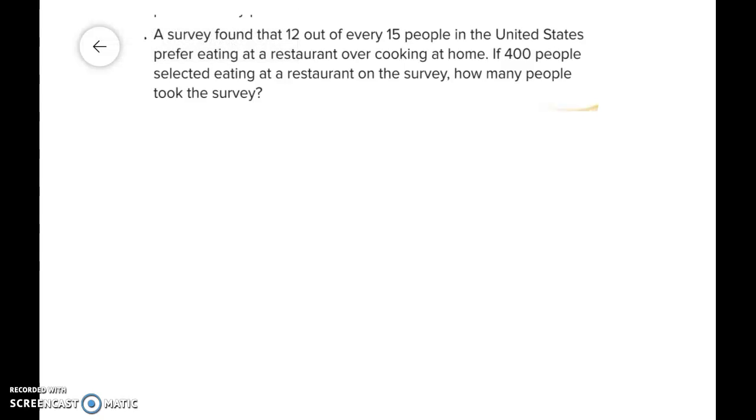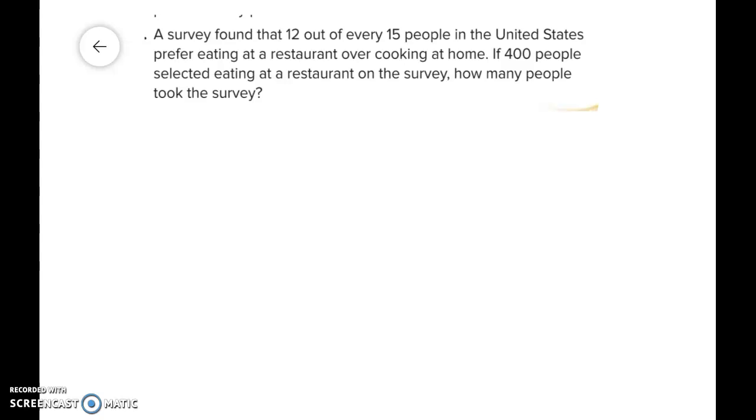All right, hey guys, here's example number 3. So we're going to read the question. A survey found that 12 out of every 15 people in the United States prefer eating at a restaurant over cooking at home. If 400 people selected eating at a restaurant, how many people took the survey?